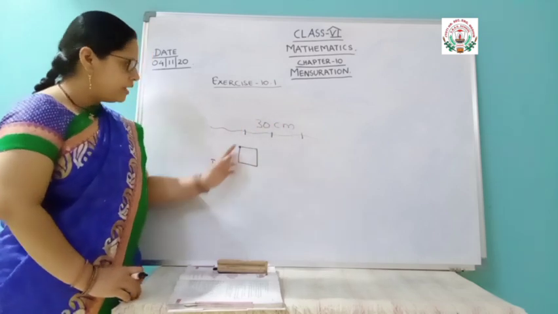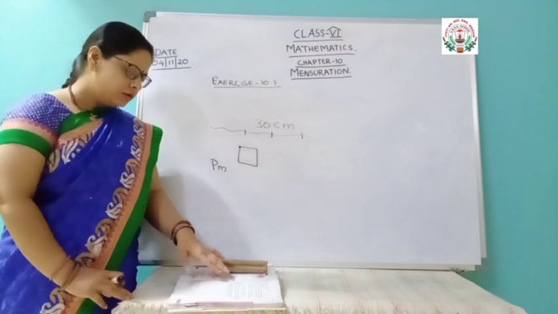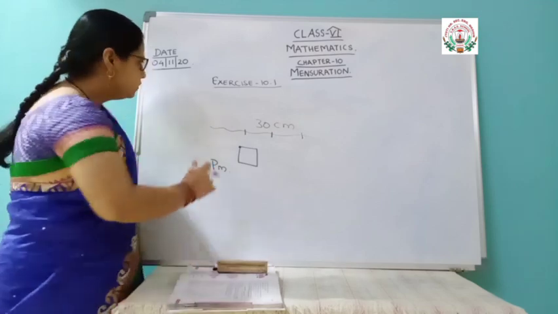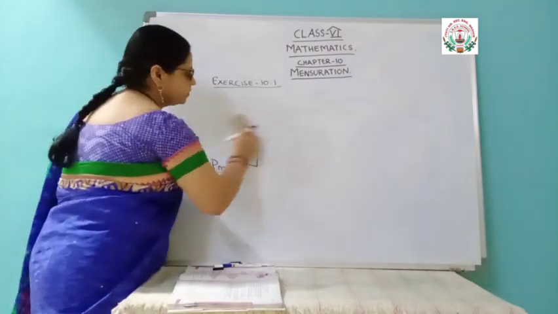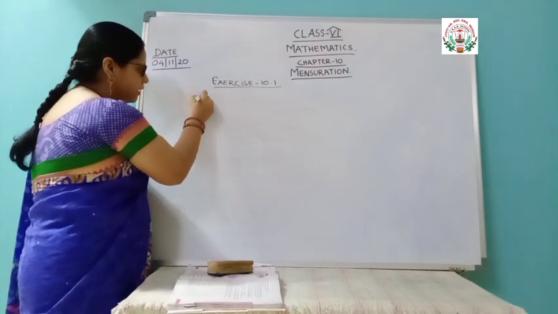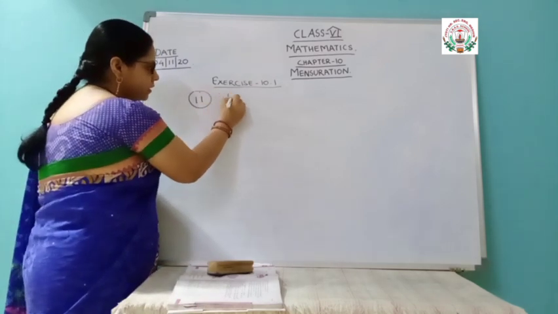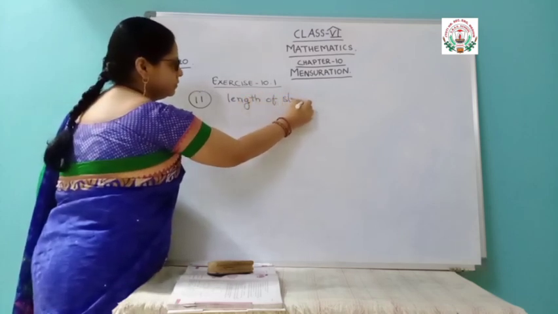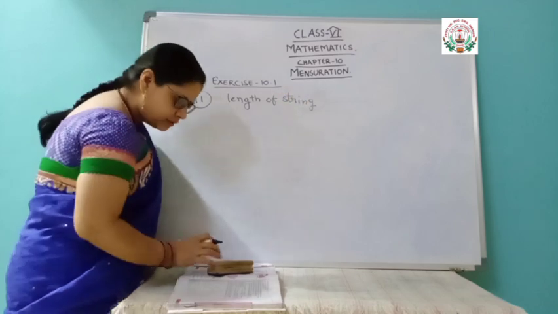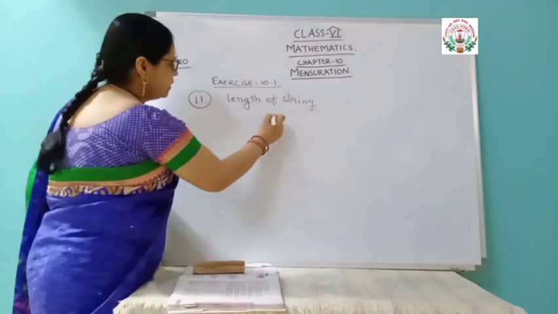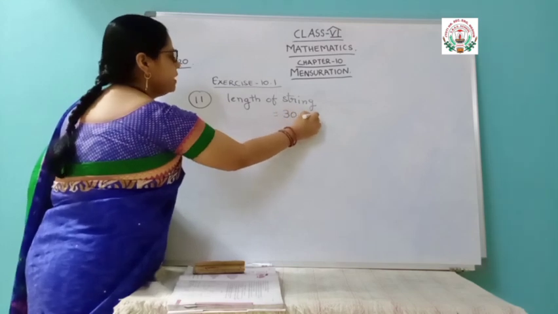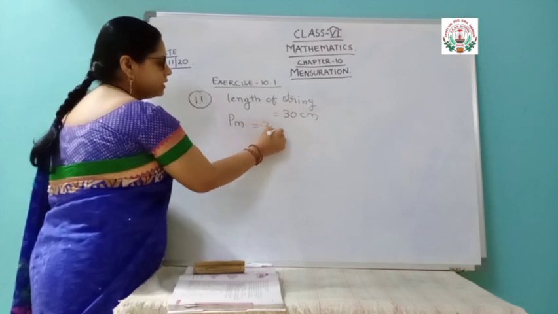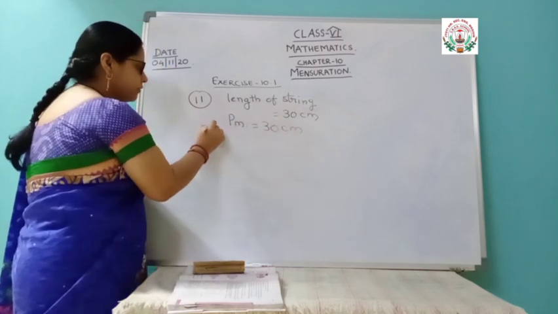So here now perimeter is given and you are asked to find out the side of that square. So it is just like question number 9 we have solved. So what are you doing here? 11th question it is. So length of string is 30 meter or centimeter? 30 centimeter. So length of the string is 30 centimeter and that is the perimeter only. Perimeter is 30 centimeter.